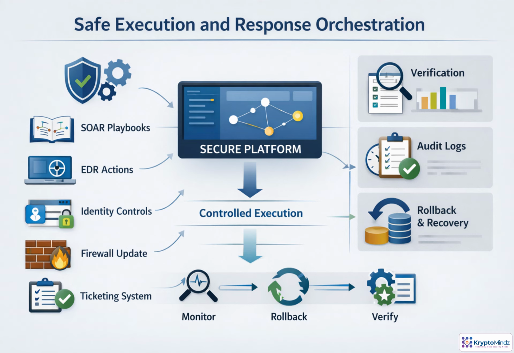Once an action is approved, the agent should not improvise or reach directly into production systems. It should use controlled APIs and pre-approved playbooks through SOAR, EDR, identity, firewall, or ticketing platforms. Each step needs policy checks, execution status, and evidence capture. Afterward, the agent verifies the result, watches for side effects, updates the case, and keeps rollback ready. This enables fast response without losing change control, auditability, or operational safety.